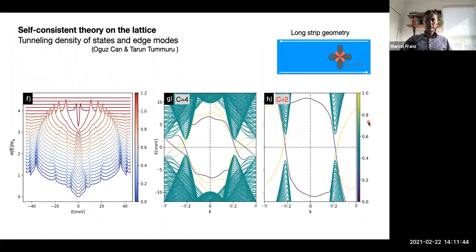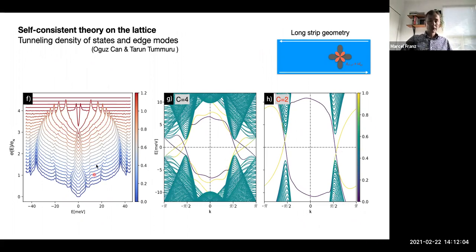Okay, so the lattice model, again, just for completeness, what I'm showing you here is the spectrum calculated for the strip geometry in the Chern number 2 phase. There are two edge modes. In the Chern number 4 phase, there are 4 of them, again, as you would expect.